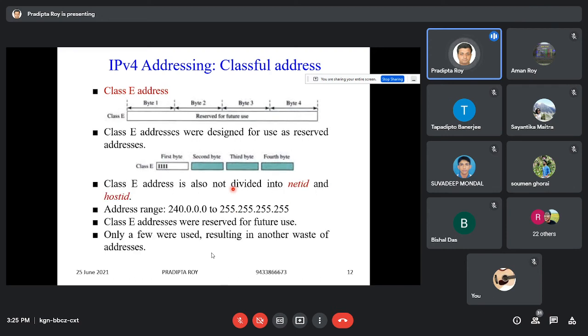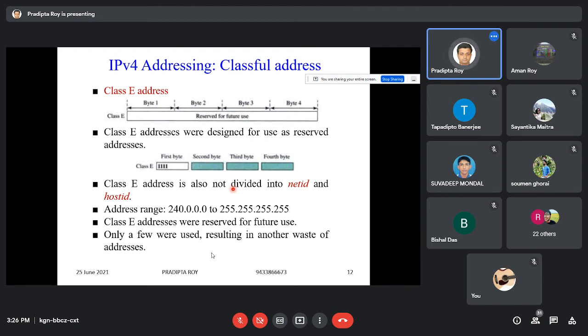Next, class E address. Class E addresses were designed for future use. It is reserved. So how to define the class E address? The first 4 bits of the first byte are all ones. Like class D, class E address is also not divided into different net ID and host ID.